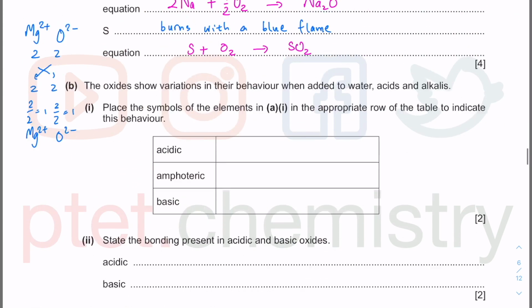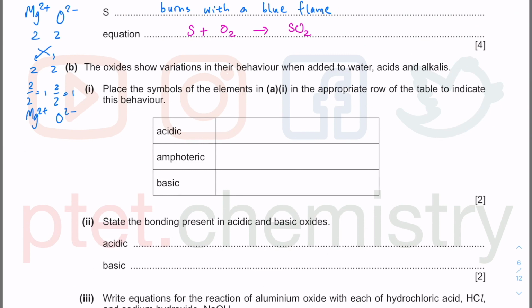Okay. Down to the next question. The oxides show variations in their behavior when you add them to water, depending on whether they're acidic oxides or basic oxides. If they are acidic oxides, they're going to give you an acidic solution. If they are basic oxides, if they dissolve in water, you're going to get an alkaline or basic solution.